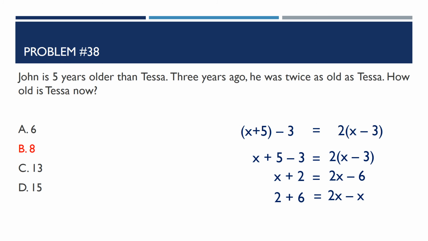And so we combine like terms. It will be 2 plus 6 equals 8. 2x minus x is x. So that means Tessa's present age is 8 years old.